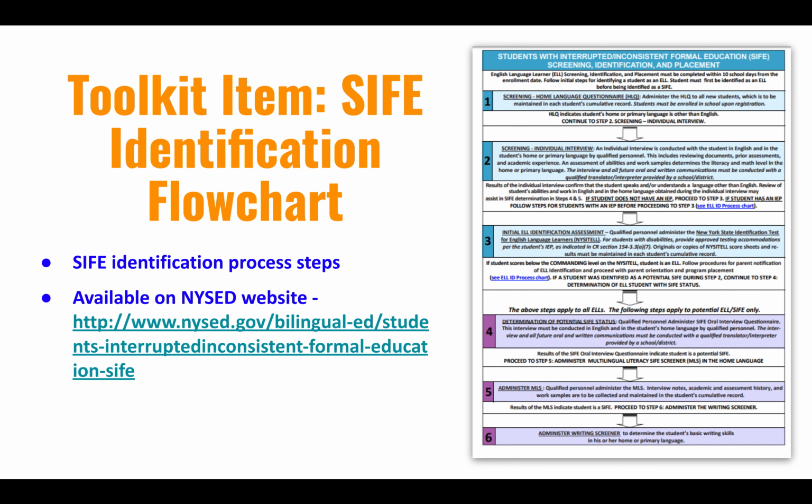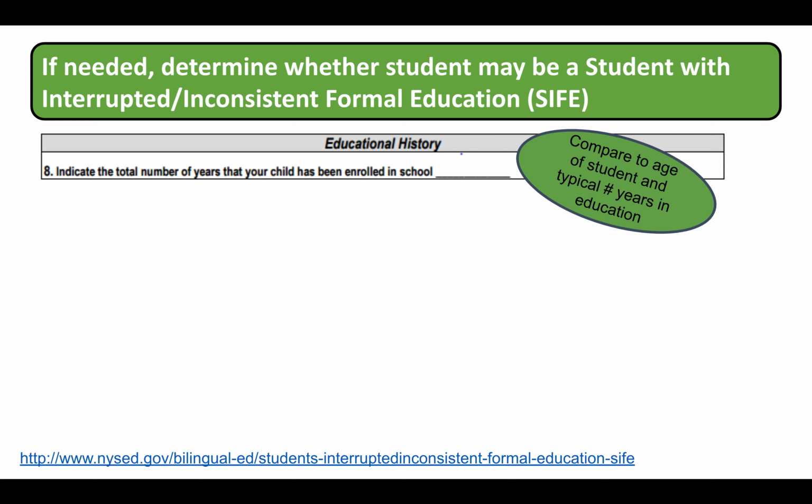This flowchart here describes the SIFE identification process. Again, a SIFE student is a student who does not have the same number of years of formal education as we would expect. So it needs to be investigated, because students who are SIFE students need a lot more support, especially to close educational gaps as well as to help meet social-emotional needs and put students on the path towards graduation, careers and college. So question 8, as I mentioned before, is the key place to look.